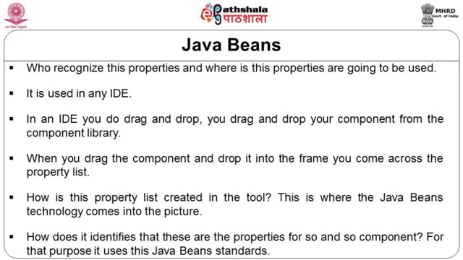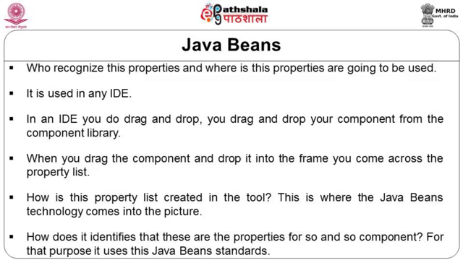How is this property list created? How is this property list created by the tool? Okay. That is where this Java Beans technology comes into picture. How does it create that? How does it identify that these are the properties in the so and so component? For that purpose, yes, it uses these Java Beans standards.